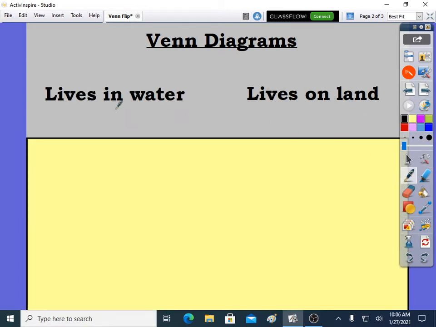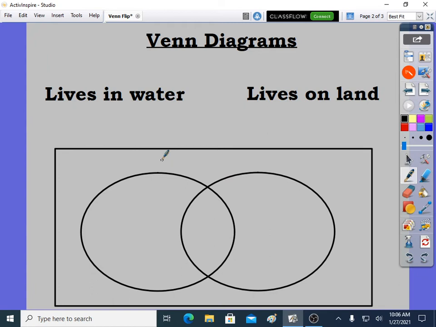Let's look at another Venn diagram. Let's think about animals and where they live. Lives in water, lives on land. Let's do a Venn diagram for lives in water. This circle is for animals that live in water. This circle is for animals that live on land, okay?